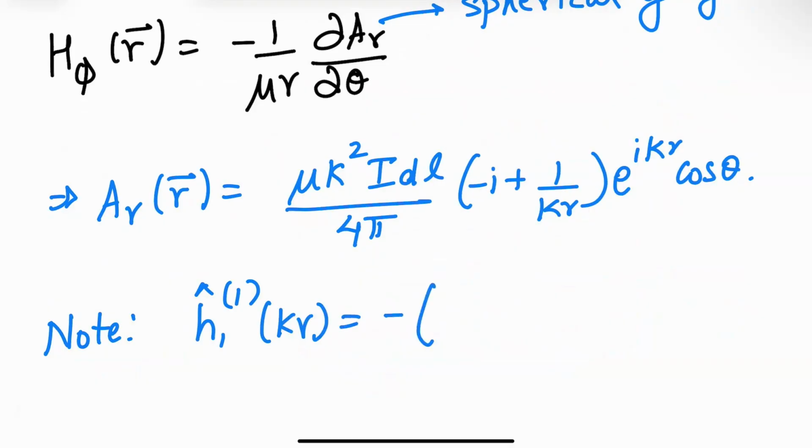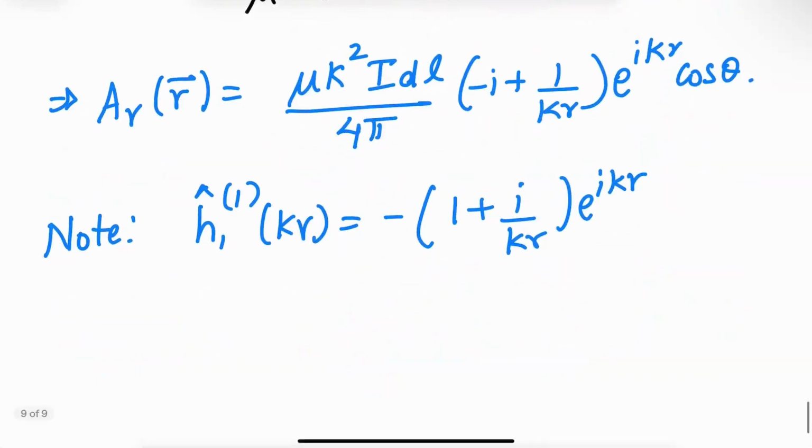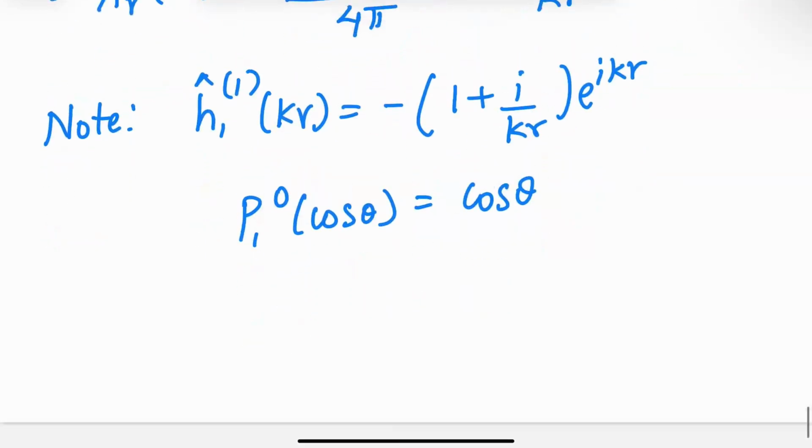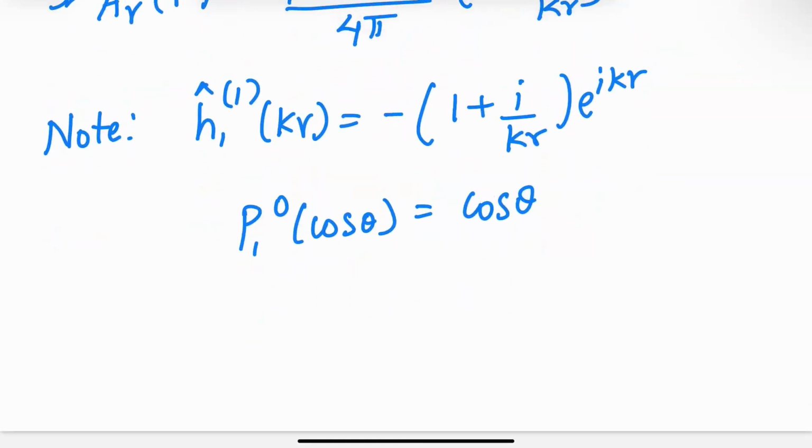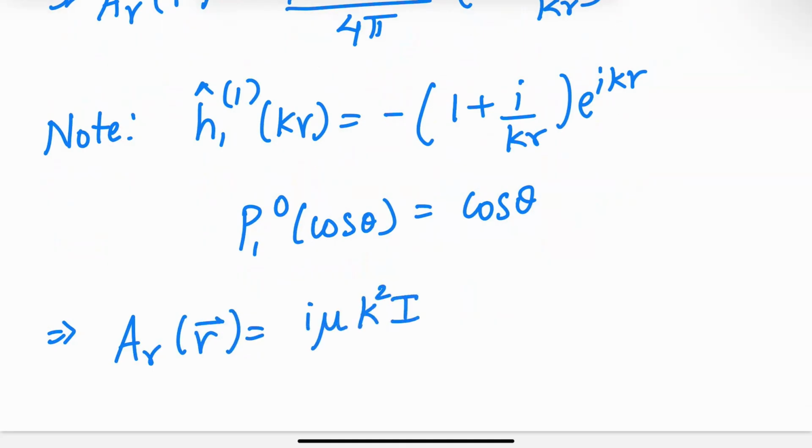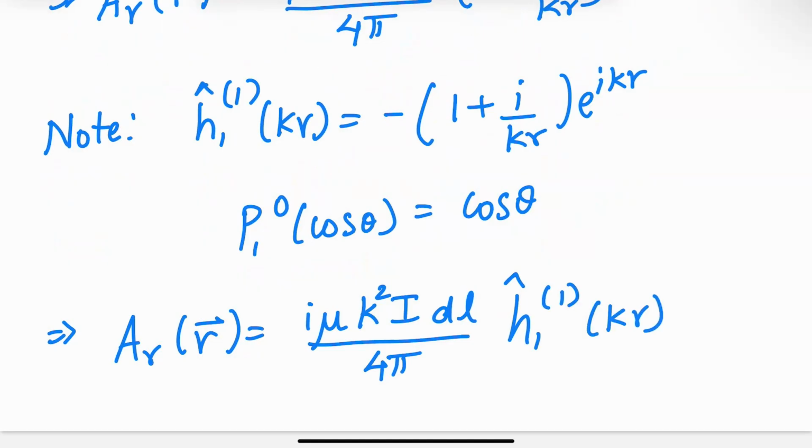is nothing but minus 1 plus i over kr e to the ikr. And you can derive this from the properties of Bessel functions. And P10 of cosine theta is actually nothing but cosine theta. That's also one of the expressions. That's just the Legendre polynomial. And so I can rewrite that potential as i mu k squared i dl over 4 pi h1 hat 1 kr P10 of cosine theta.